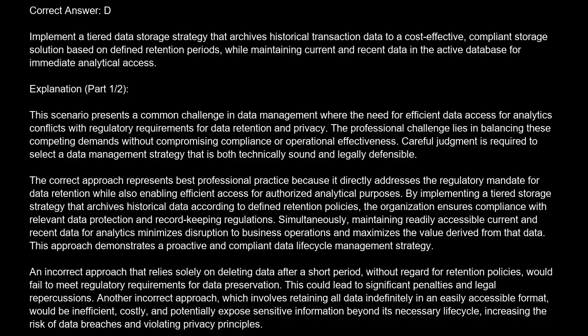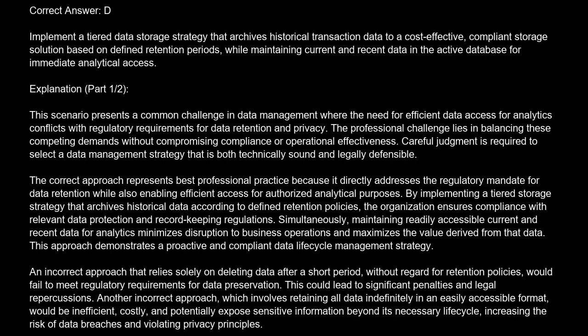By implementing a tiered storage strategy that archives historical data according to defined retention policies, the organization ensures compliance with relevant data protection and record-keeping regulations. Simultaneously, maintaining readily accessible current and recent data for analytics minimizes disruption to business operations and maximizes the value derived from that data. This approach demonstrates a proactive and compliant data lifecycle management strategy.